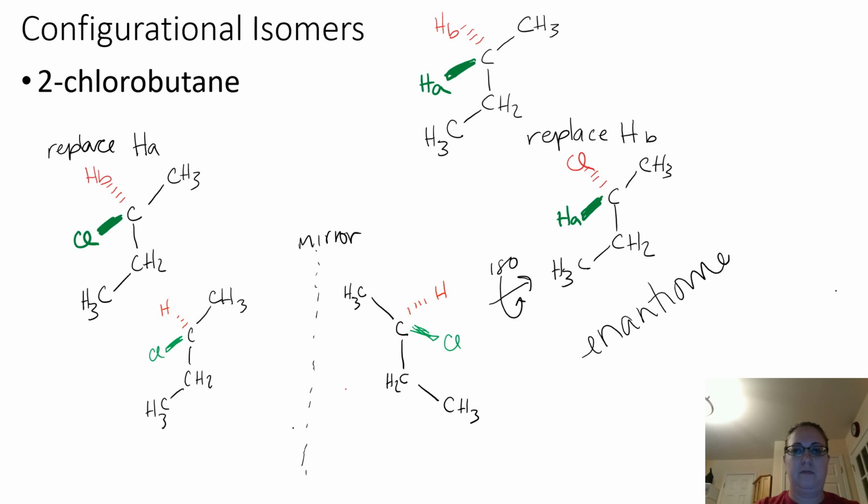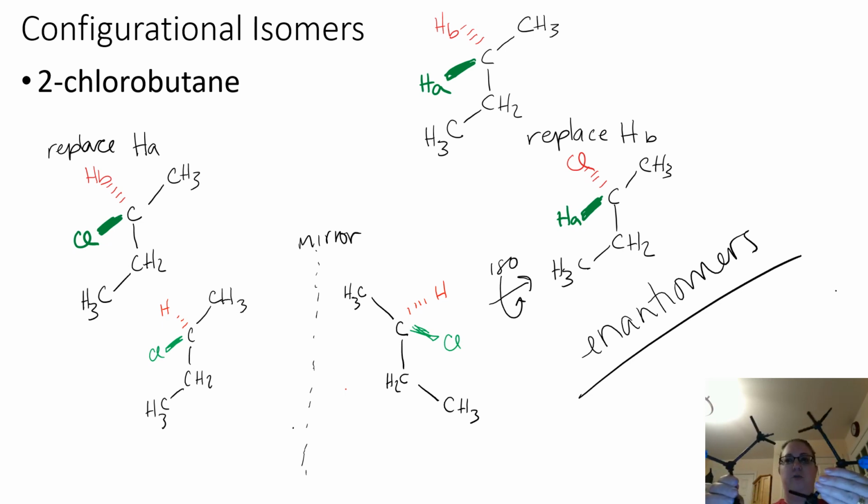Because that is what an enantiomer defines. It matters. It is different if the chlorine originally is pointing back or if the chlorine is originally pointing forward. Those two positions are different for us in terms of the spatial arrangement. So we call these non-superimposable mirror images enantiomers.